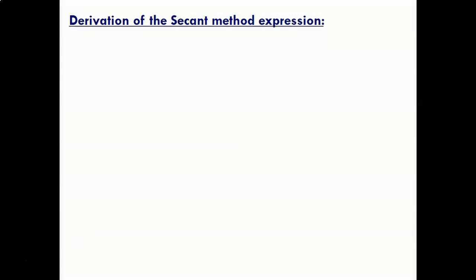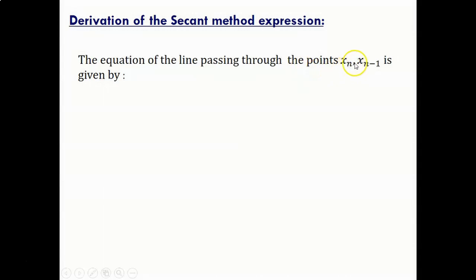And now I will derive the expression for the secant method. In the secant method, we construct the solution at step n+1, the point xn+1, as the intersection of the line passing through the points xn and xn-1 with the x-axis. So first let's get the expression for the line passing through the points xn and xn-1.